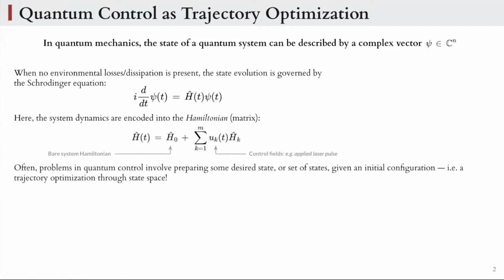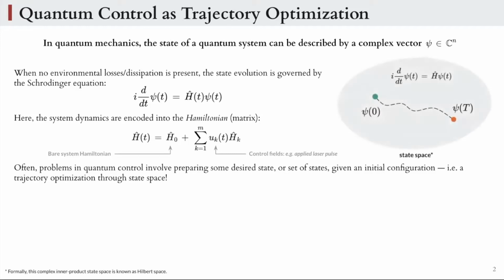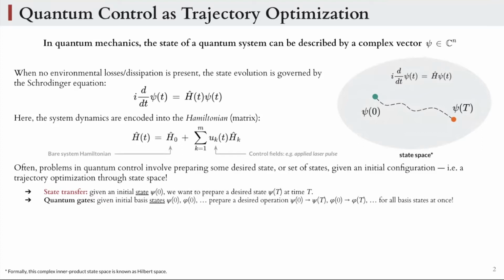In quantum optimal control, we often want to prepare some desired state or set of states. And this can be formulated as a trajectory optimization problem, essentially going along a given trajectory in state space. We can either transfer a given state to another state, or transfer a basis of states to another basis of states to enact a gate. And in this work, we focus on the first.